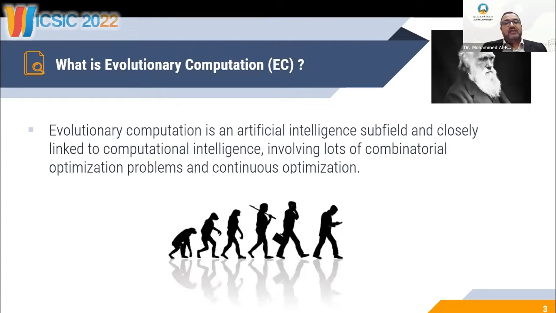The evolutionary algorithm is an artificial intelligence subfield, closely linked to computational intelligence, and involving lots of combinatorial optimization problems and continuous optimization. The main concentration of this field is to tackle optimization problems, which are about finding an optimal solution among a plethora of different alternative solutions in the search space. This concept comes from evolutionary principles, where the human being starts evolving, based on the Darwinian theory, from an initial form until the last format, which is a complete and healthy person.